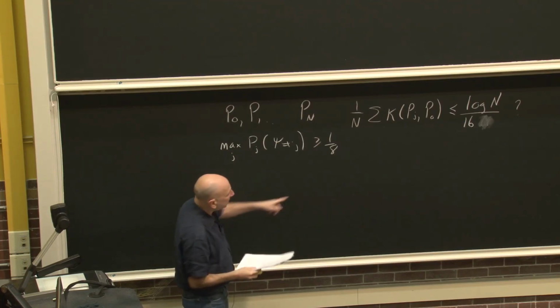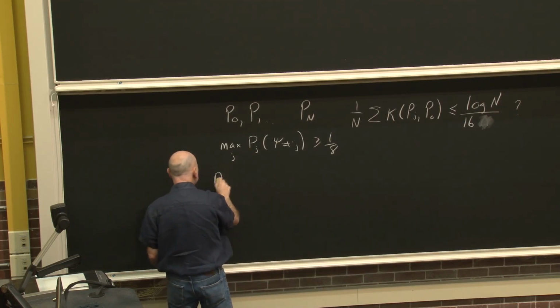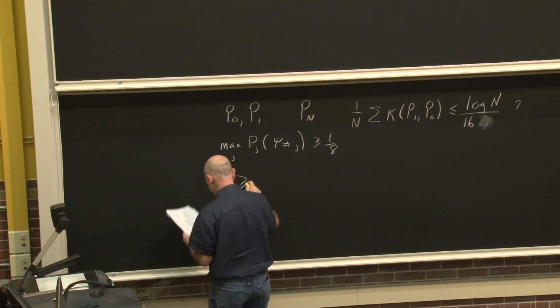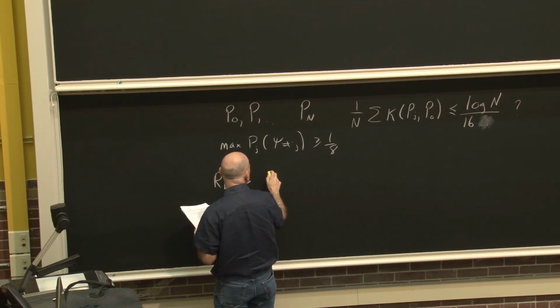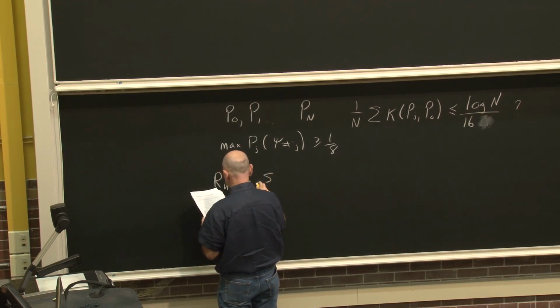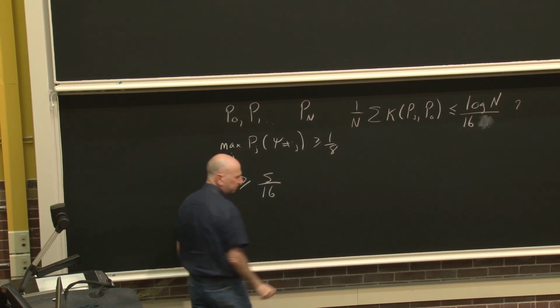And so when we combine that with the s over 2 in front, we get that the minimax risk is bigger than or equal to s over 16.